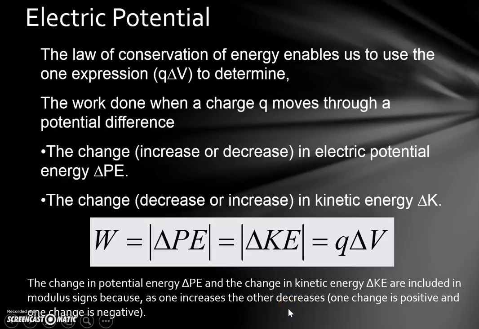So if one change is positive, we have an increase in potential energy, for example, the other one must be negative, so we would be losing kinetic energy, and the other way around.